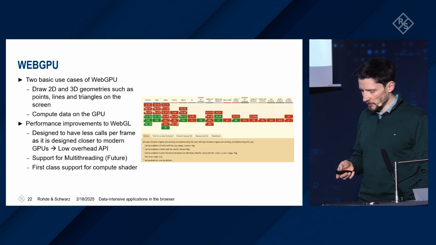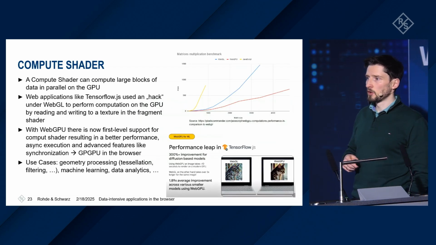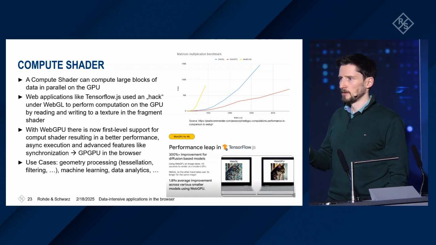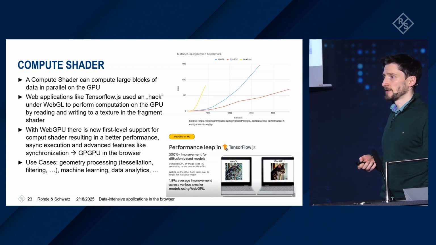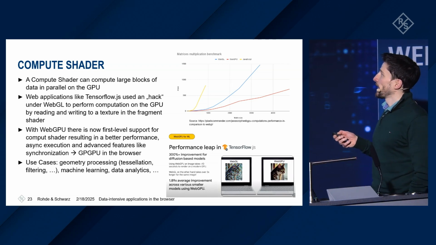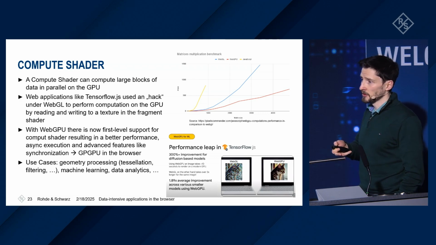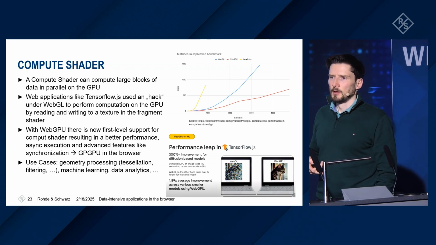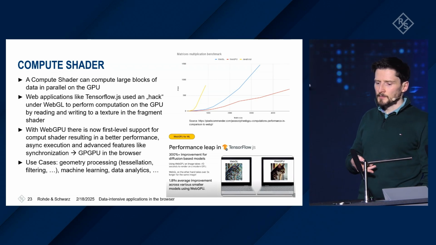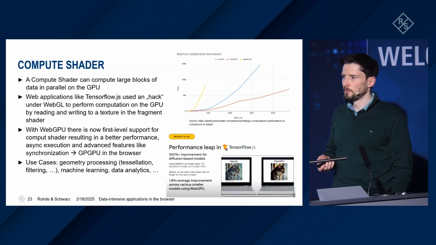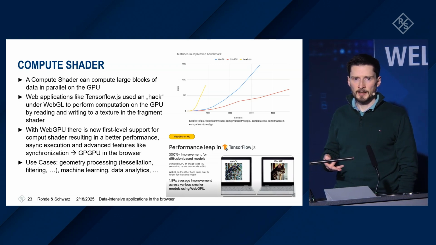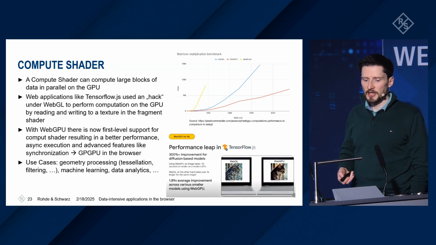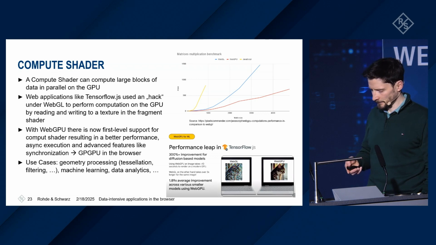And the last feature is the compute shader. I think I already mentioned that. Before, in TensorFlow, you had some kind of hack: you could write into a texture and then transfer this texture back from the GPU to the CPU. But now with WebGPU, you have first-class support for compute shaders, and much more advanced features, like synchronization, and much less overhead.